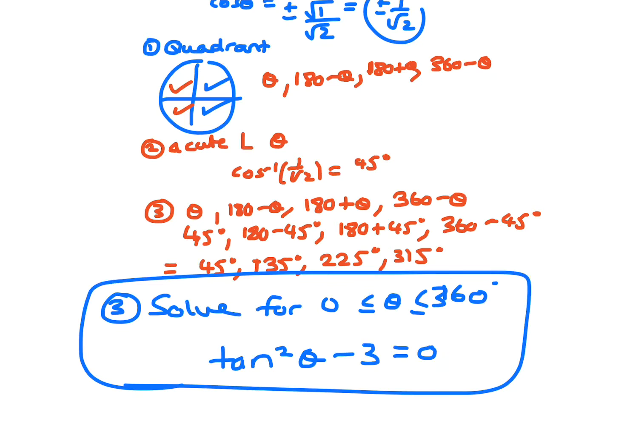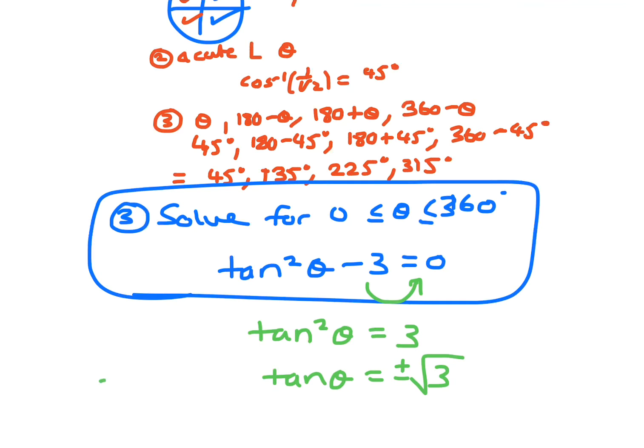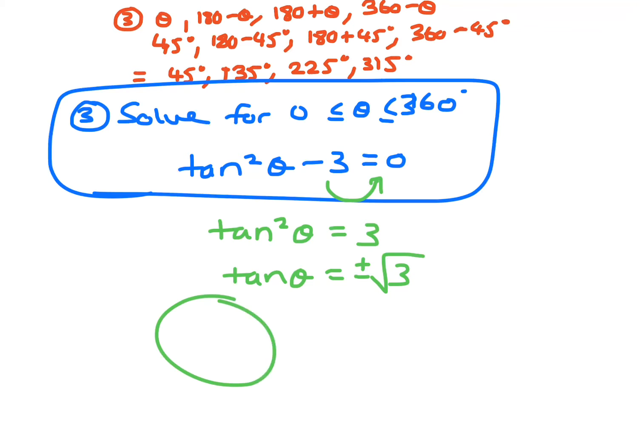Okay, so let's solve for 0 to 360. Tan squared theta minus 3 equals 0. Okay, so bring the 3 to the other side. So you get tan squared theta equals 3. Square root the other side, but you must put plus or minus. So when you go to do the quadrants, tan is positive in 1 and 3 and negative in 2 and 4. So it's in all 4 quadrants.